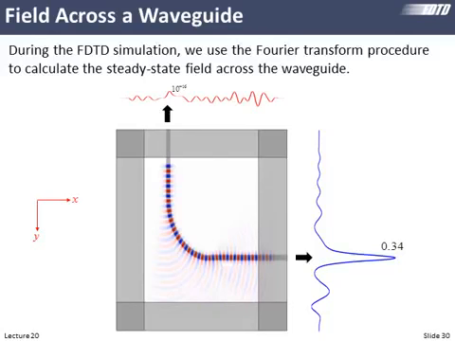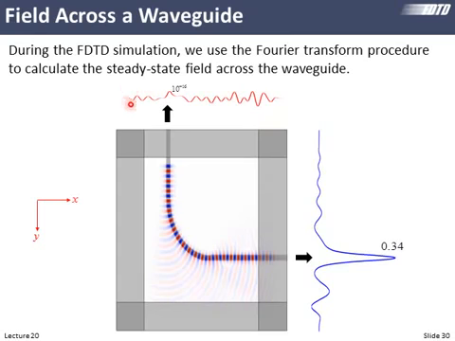Okay, so we run our simulation and we calculate the steady state fields at the input slice, in other words, what's getting reflected, and the output slice, in other words, what's getting transmitted. And we get this, which actually came out of the simulation.